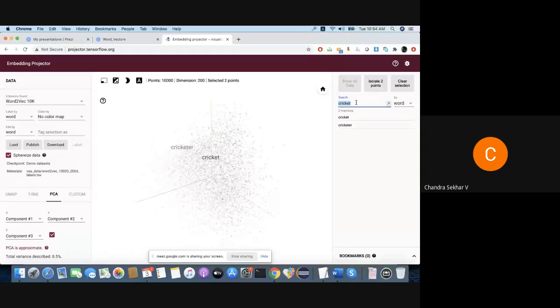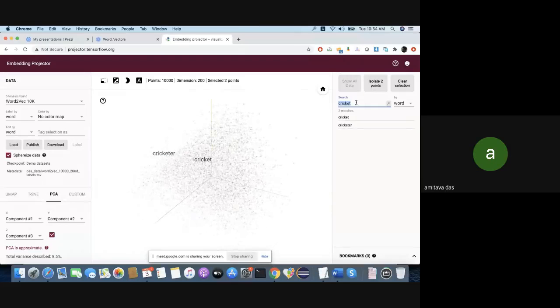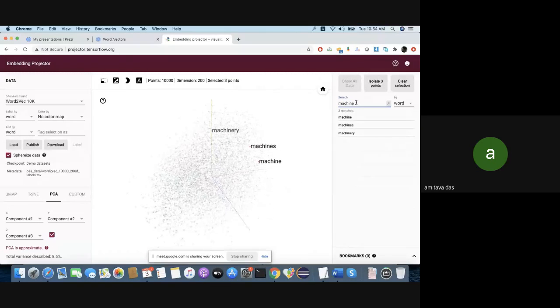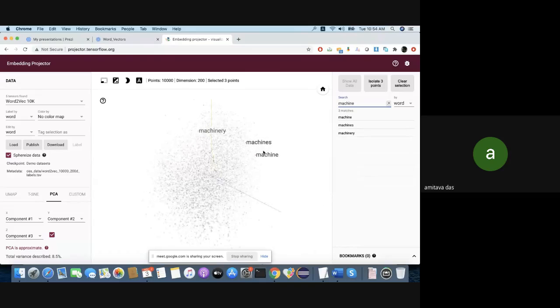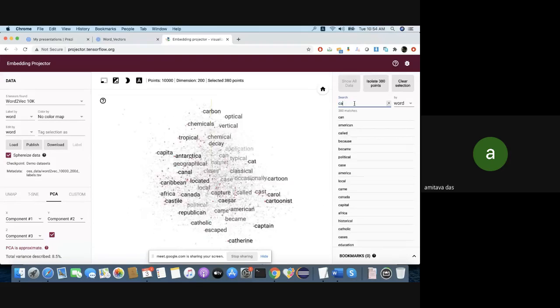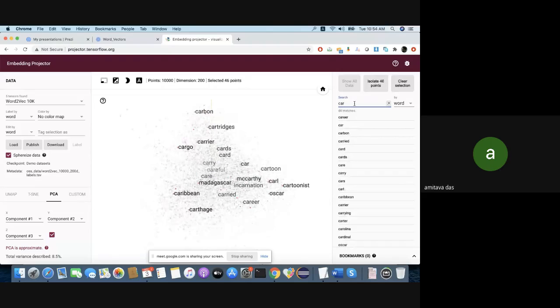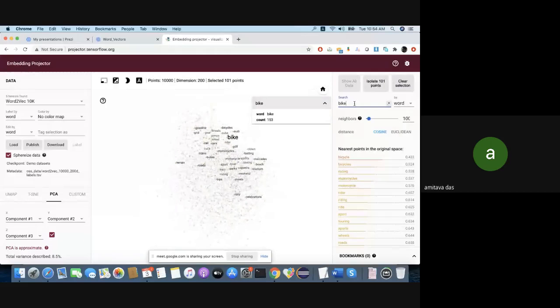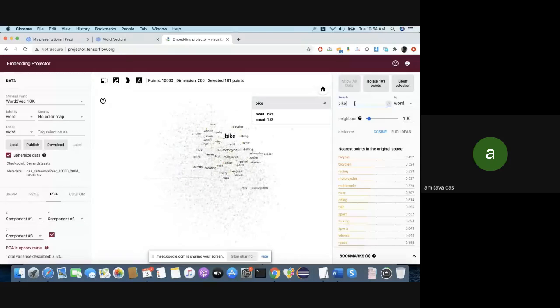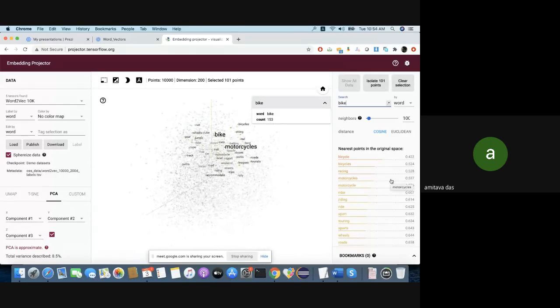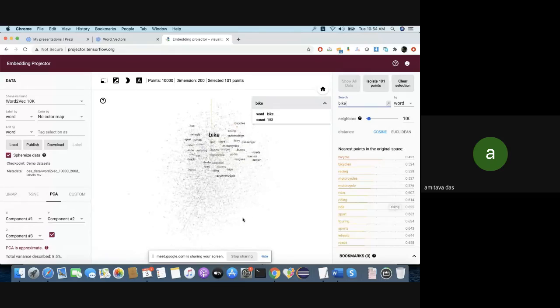Sir, machine learning, deep learning. I don't think it will be there. It's a small thing because it's very small, tiny data. Machines and machinery and so on are coming together. Let's say if I see car, no, car is not there. Bike. If you see bike, a lot of things are there. Bicycle, racing, motorcycles, ride, etc. This is a very small data.